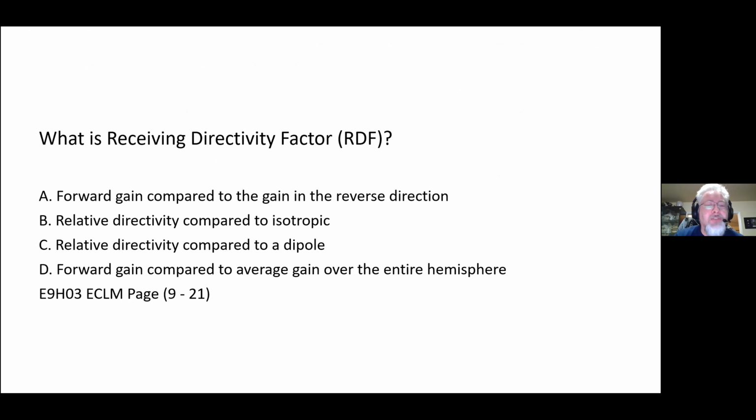What is receiving directivity factor, RDF? A, forward gain compared to the gain in the reverse direction. B, relative directivity compared to isotropic. C, relative directivity compared to a dipole. Or D, forward gain compared to average gain over the entire hemisphere. Delta is correct. Forward gain compared to average gain over the entire hemisphere.